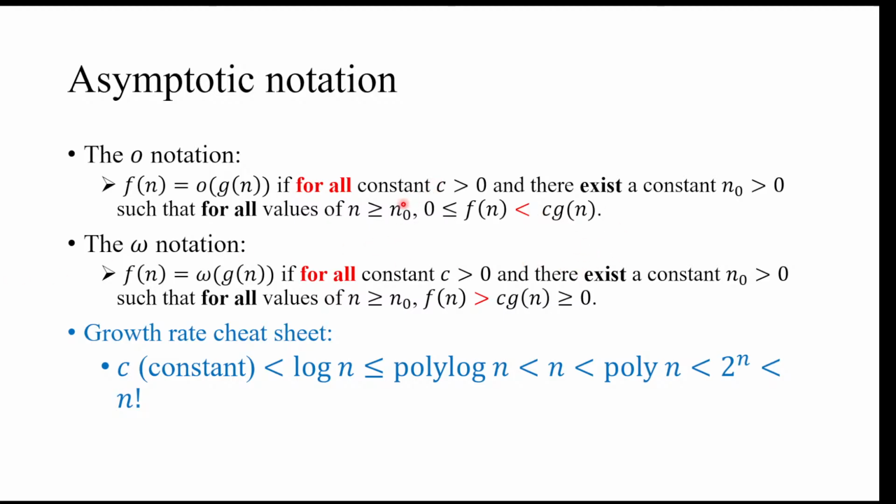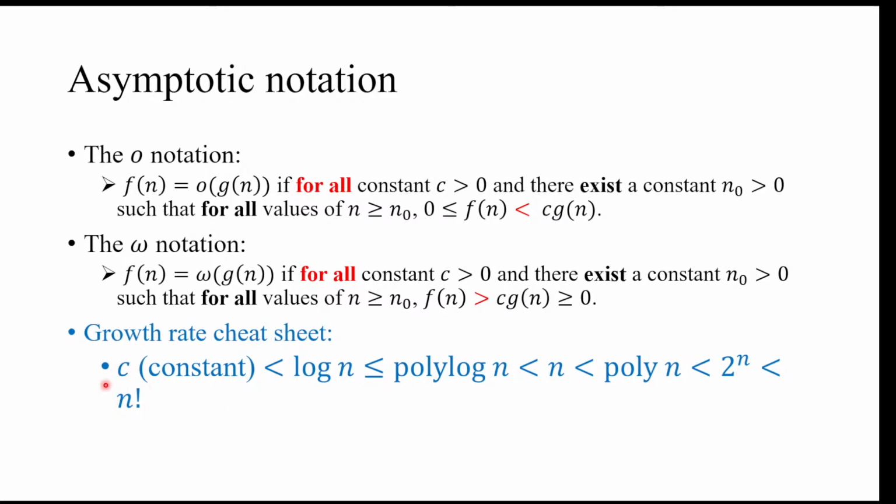A very different part is that this needs to hold for any constant c. So no matter how small the c is, f of n needs to be smaller than g of n. And then the corresponding small omega notation means f of n is greater than c times g of n for any constant c. And here we have the cheat sheet for the growth rate of some functions.